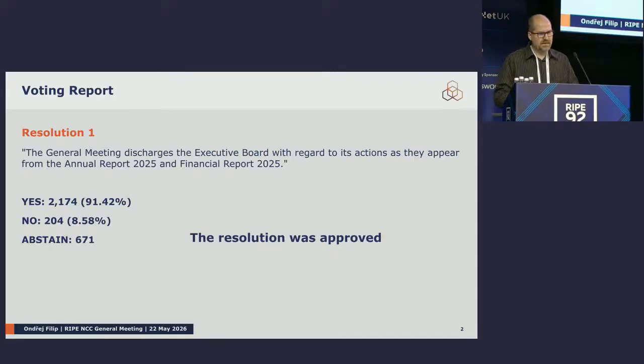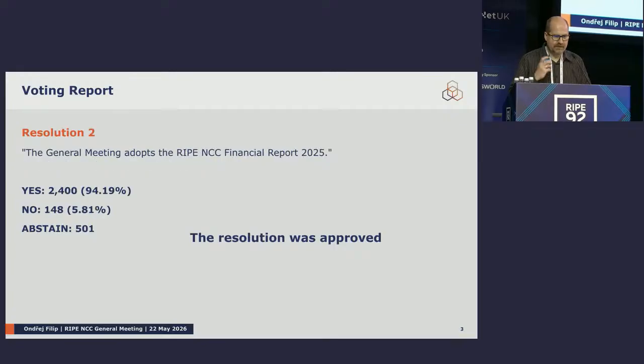First of all, the first resolution was the discharge of the executive board, and it was approved by supermajority, 91%, so approved easily. So the executive board is discharged with regards to its action as they appear from the annual report 2025 and financial report 2025. Resolution number 2: the general meeting adopts the RIPE NCC financial report 2022. Again, clear majority, 94%. The resolution was approved.